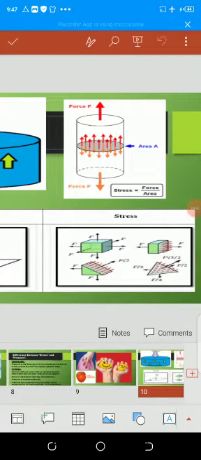Look at this, this is the area and the force is applied in the upward direction and the downward direction. Look at this area. So the stress is the force by area.